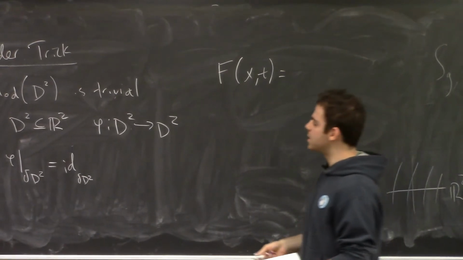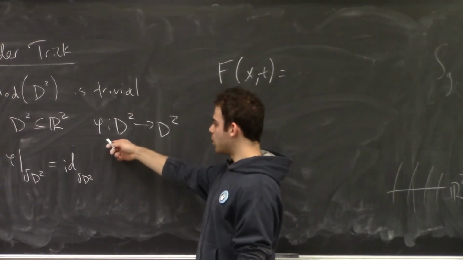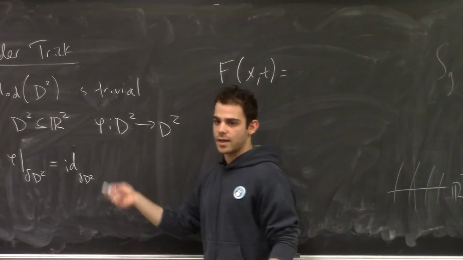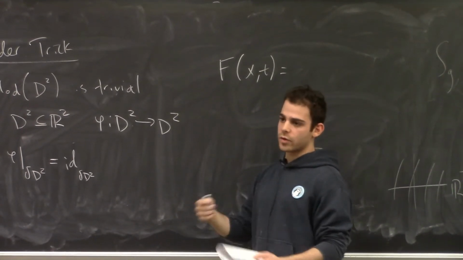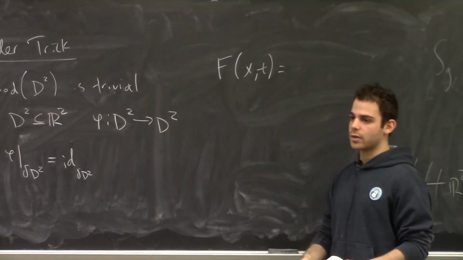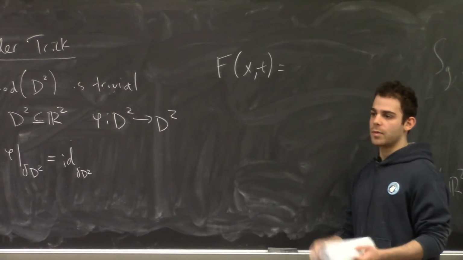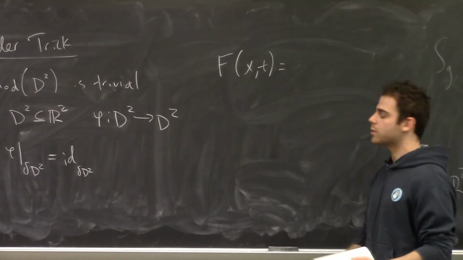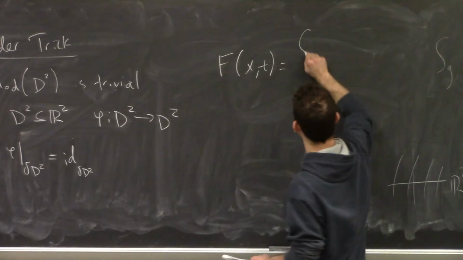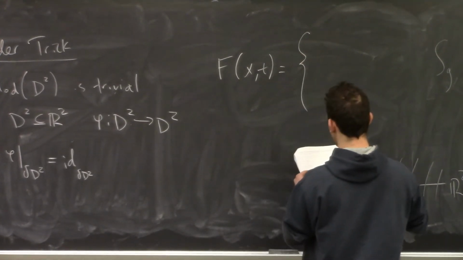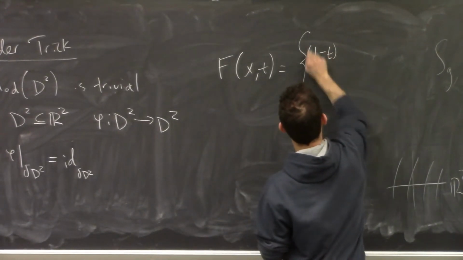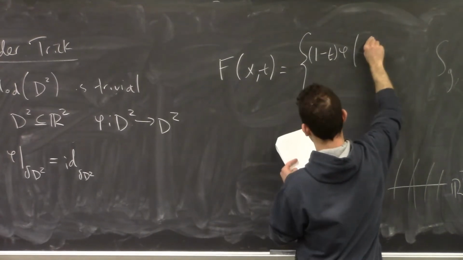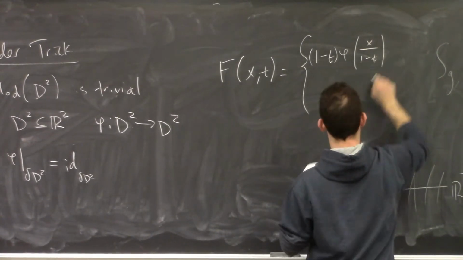So all this is telling me is that if I have some non-trivial homeomorphism phi, which restricts to the identity on the boundary, then I'm always going to be able to isotope it to the identity function, which means that it's trivial, right? Because the identity is a trivial element of the mapping class group. So how am I going to define this thing? I'm going to let it be (1 minus t) times phi of x over (1 minus t).